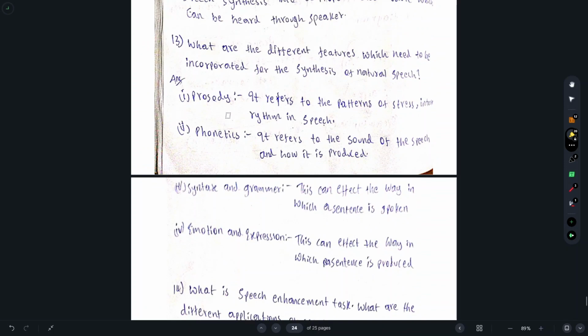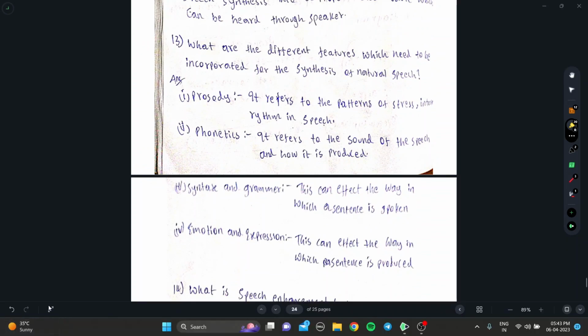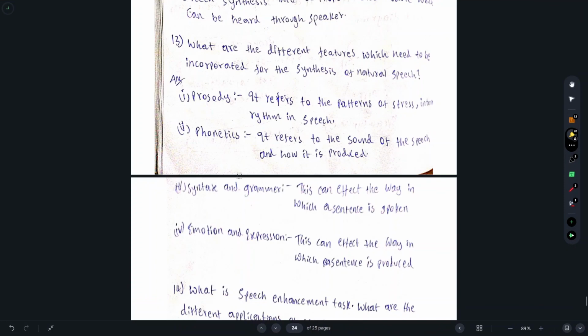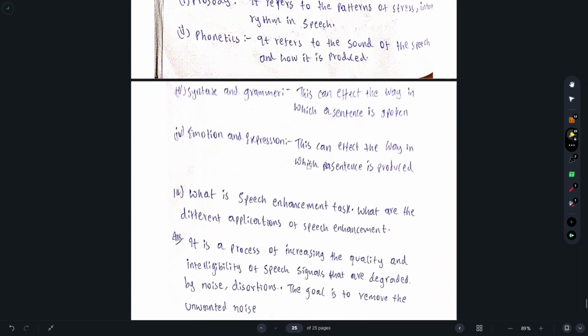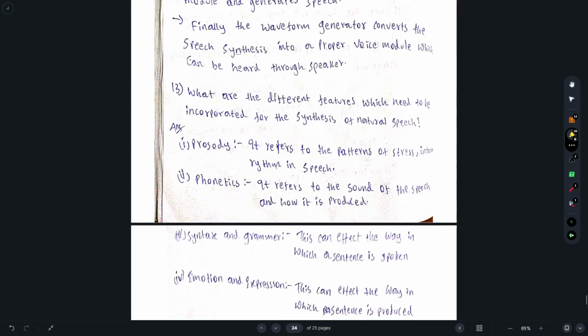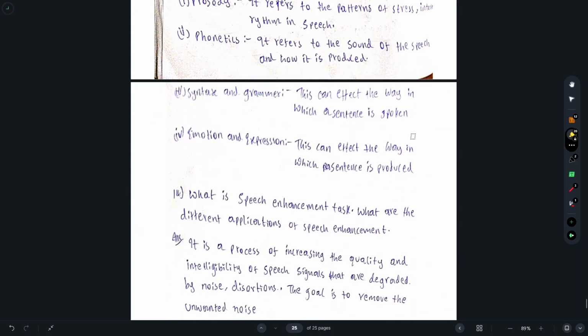Prosody refers to the patterns of stress, rhythm and speech. Phonetics refers to the sound of that particular speech. Syntax and grammar can affect the way in which a sentence is spoken. Emotion and expression is the way in which we present the sentence, the way in which it is produced. So these are the different features which we need to incorporate for the synthesis of natural speech.